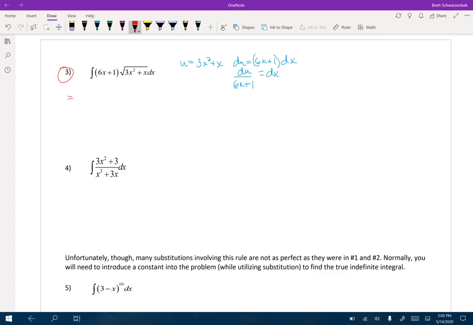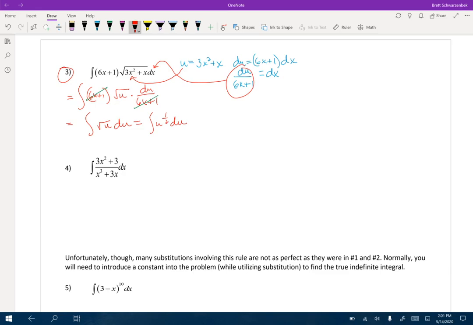So for example, what happens? We have 6x plus 1 here. We have replaced 3x squared plus x with u, so root u. And we've replaced dx with du over 6x plus 1. If you look at this carefully, we have a perfect substitution, and we end up with just root u du left over. Remember that this is the same as u to the 1/2 du, but truth be told, we don't have to do that. Well, you know what? Let's do it. So u to the 1/2 du.